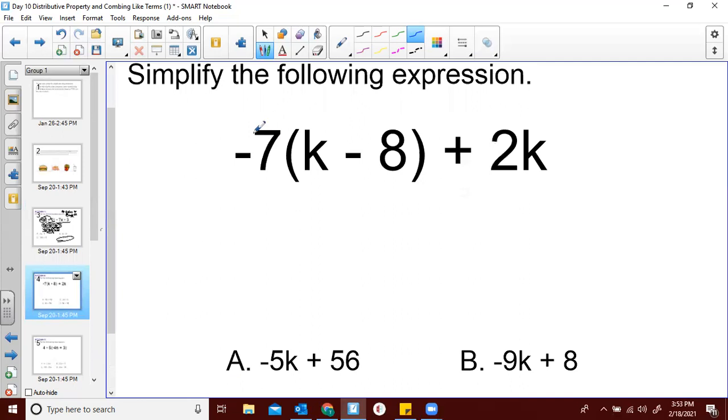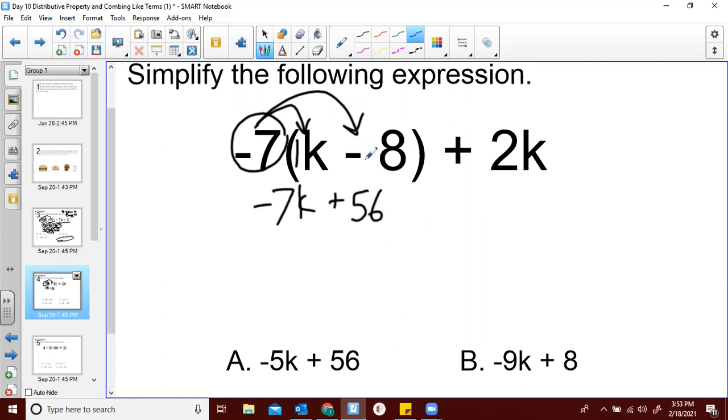All right, this is why I wrote that positive sign in front of our number that we're going to use to distribute. So I have this negative 7 here, and I'm distributing that to my k and to my negative 8. Remember, there's a 1 in front of this k. Negative 7 times 1 is negative 7. Don't forget about our k. Negative 7 times negative 8 is a positive 56.